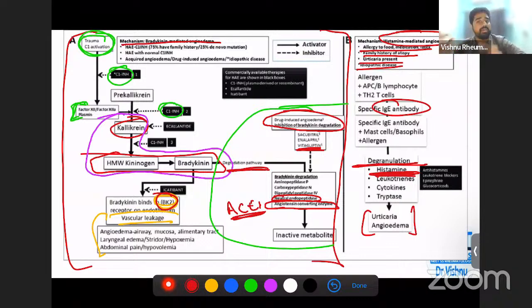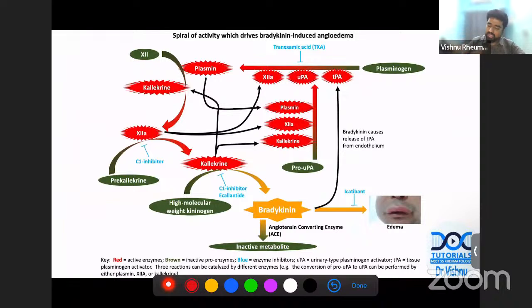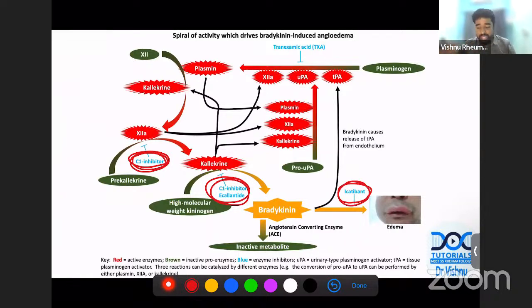How this C1 esterase inhibitor becomes deficient is also something that we should look for. This is essentially the same thing. The only thing that I wanted to add on are your various drugs. You can use various C1 inhibitors to block this pathway, like your ecallantide, etc. You can use icatibant, which is your bradykinin receptor antagonist, or you can even use tranexamic acid. Tranexamic acid acts at the plasminogen to plasmin level, and that also can be used to suppress this pathway and decrease bradykinin mediated angioedema.